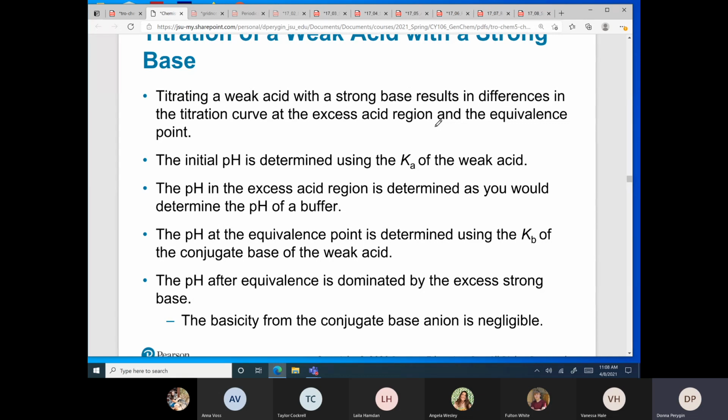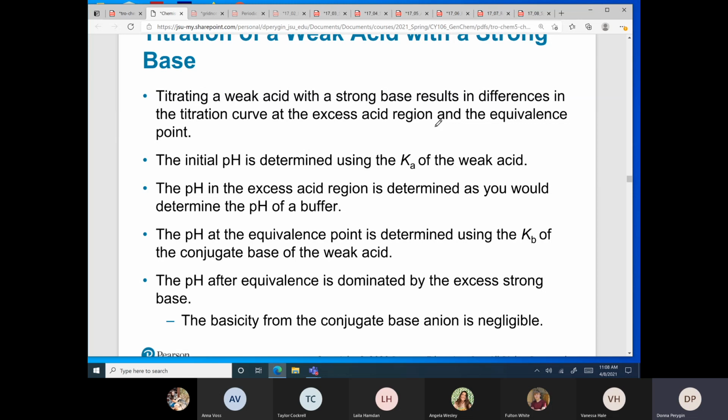If you have a weak acid with a strong base, then once you run out of strong base, if you have weak acid left over, then you have to calculate your pH as an equilibrium problem, okay? If you titrate a weak base with a strong acid, then once you run out of acid, you'll have the weak base left over, and you calculate your pH as an equilibrium problem.